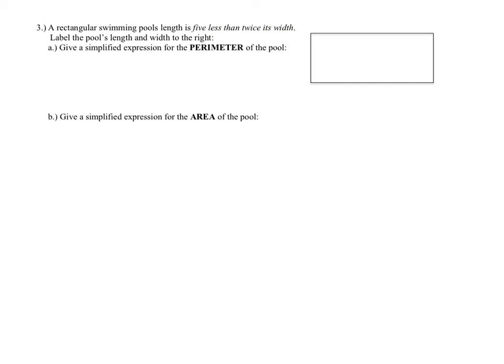Do we know what the width is? We don't, so we're going to call the width w. And the length is going to be 2w minus 5. Now you might want to label all 4 sides. So I've got 2w minus 5s, and then I've got a w. So now it says, give a simplified expression for the perimeter of the pool.